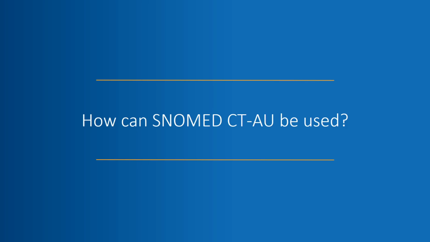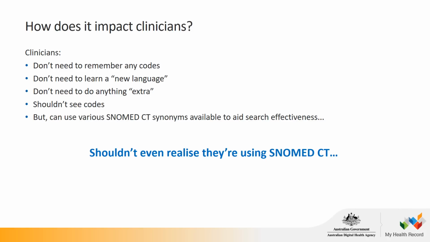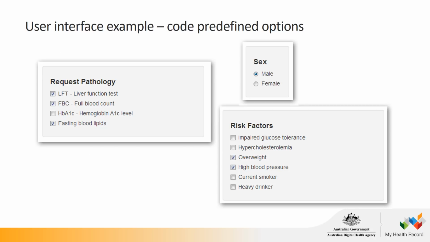How can SNOMED CT-AU be used? Before we look at how it is used in a system, let's see how the use of clinical terminology impacts clinicians. Firstly, clinicians don't need to remember any codes because the codes are not memorizable, unlike ICD-10. Secondly, they don't need to learn a new language or do anything extra. In fact, they shouldn't even see the codes because they are for machine readability only. Clinicians can use the synonyms to aid search effectiveness. So in fact, they shouldn't even realize they are using SNOMED CT. The next couple of slides show examples of how SNOMED CT can be used in a clinical system.